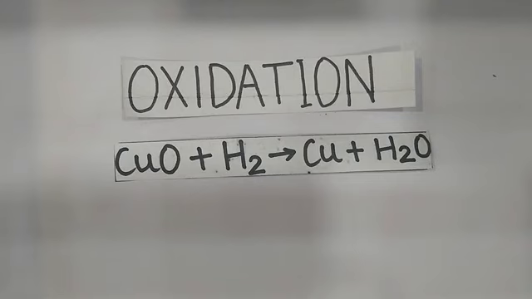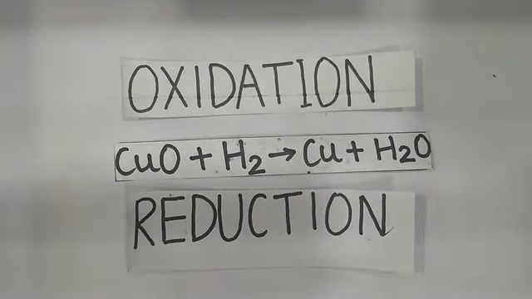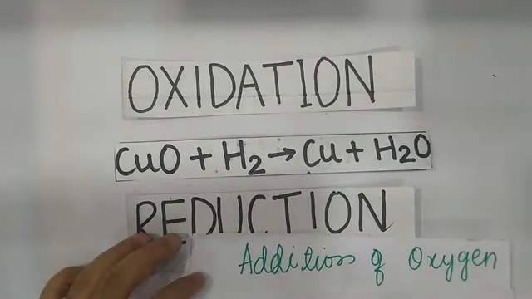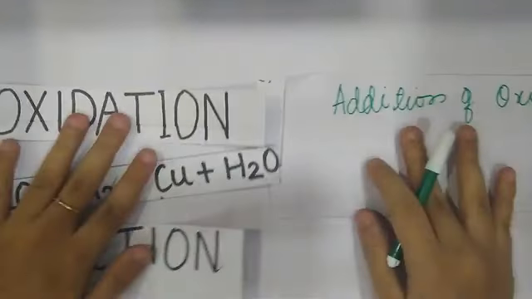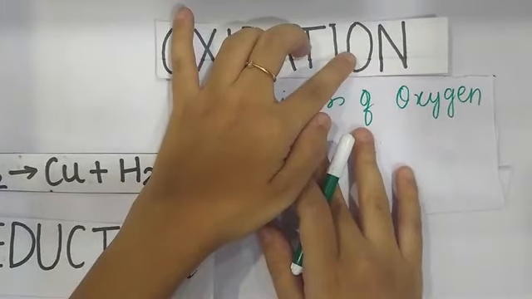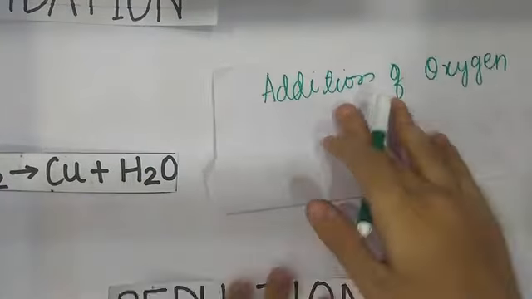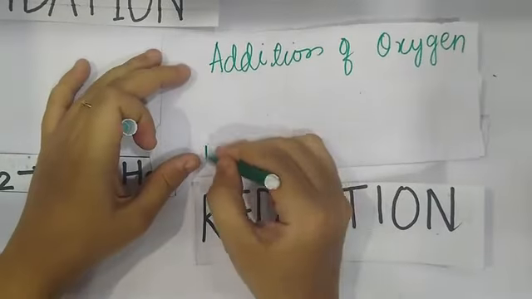So what copper went through in this reaction is called reduction. By the word reduction, it is the removal of oxygen, as oxidation was the addition of oxygen, right? Reduction would be removal of oxygen.